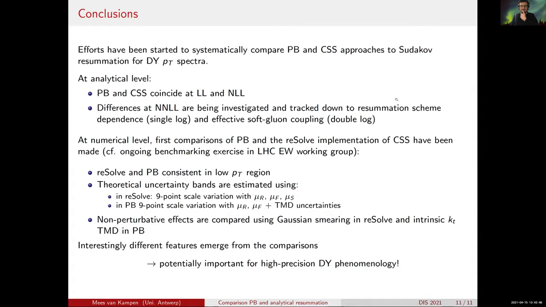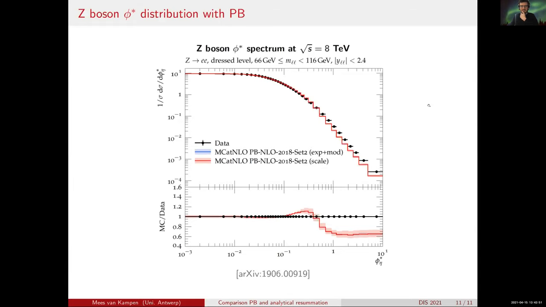Yeah, actually, yes, I have a backup slide with the phi star here. So yes, indeed, this is also quite well described in a large region, yes. Okay, because you're probing different things, I guess, with that, slightly different, but if it's describing everything, you're doing a really good job.